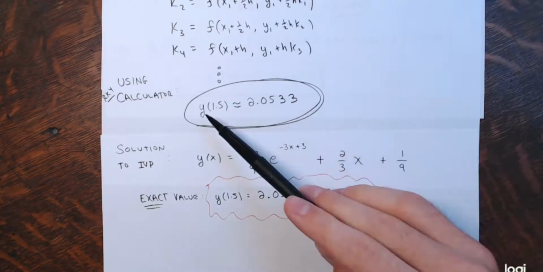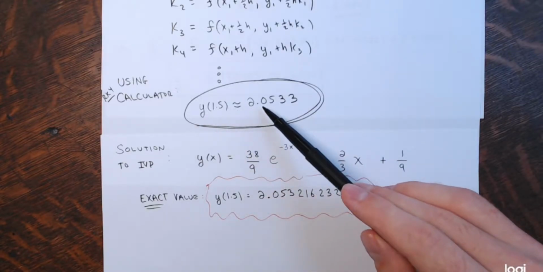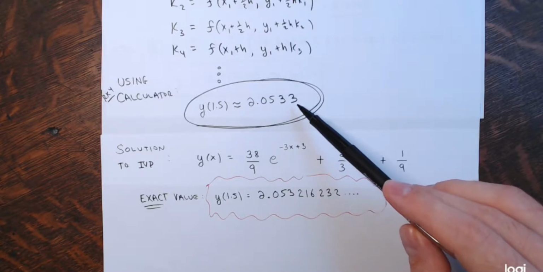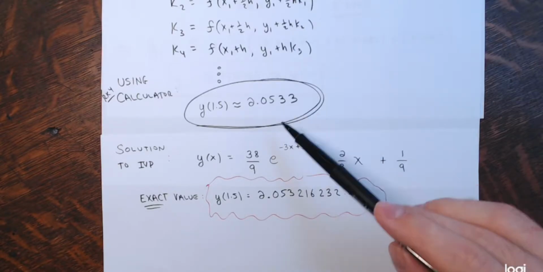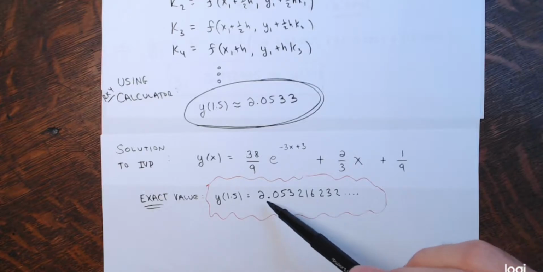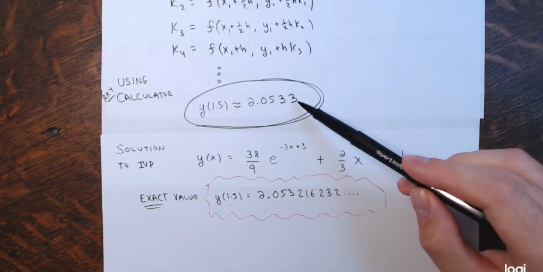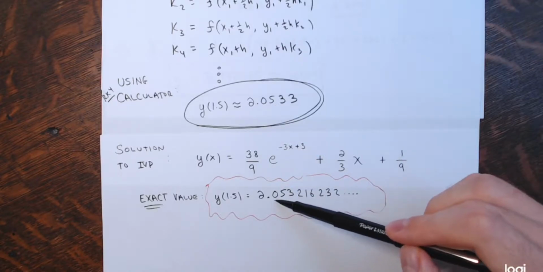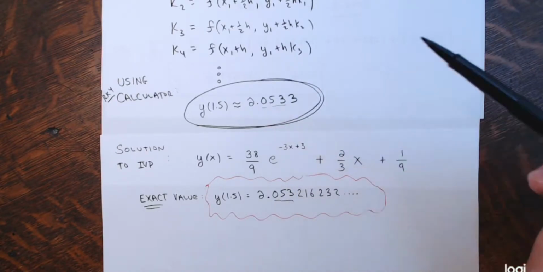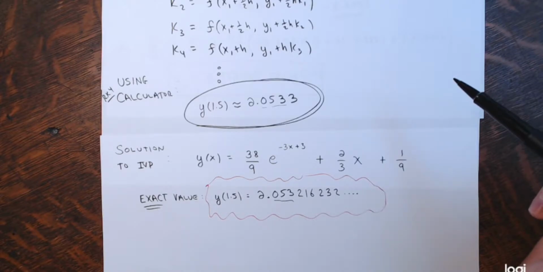You see, y at 1.5 is approximately 2.0533 with the Runge-Kutta method, the RK4 method. The exact value is 2.0532. You're good to the first 3 decimal places, 2.053053. That's pretty darn good. Okay.